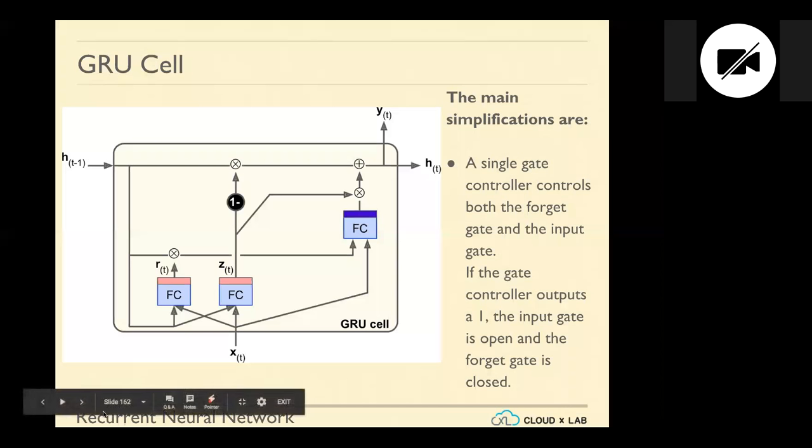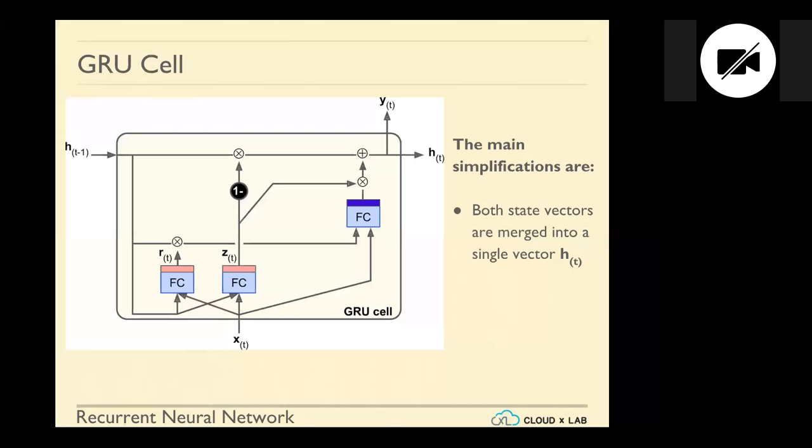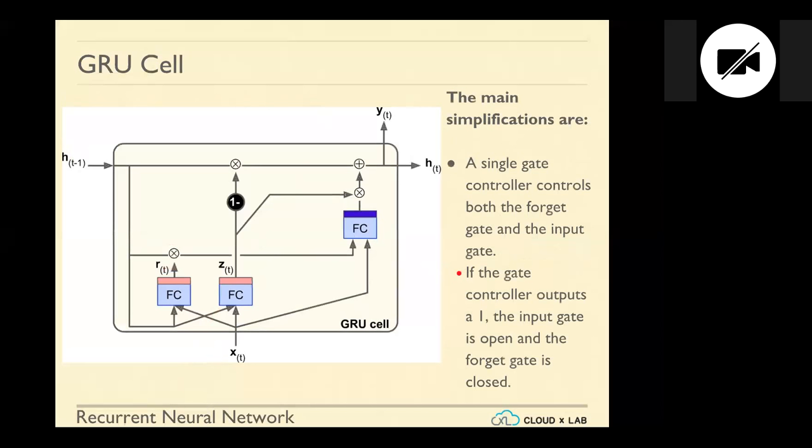All right, so should I proceed to explain what the GRU cell is? The main simplifications here are that we have removed multiple fully connected networks from here, and both the state vectors H and C, long-term and short-term, are merged into one, and a single gate controller controls both the forget and the input gate. If the gate controller outputs a 1, the input gate is open and the forget gate is closed. So basically this is a kind of valve that controls whether this output goes here or this output goes here. That's the main part of the GRU cell.